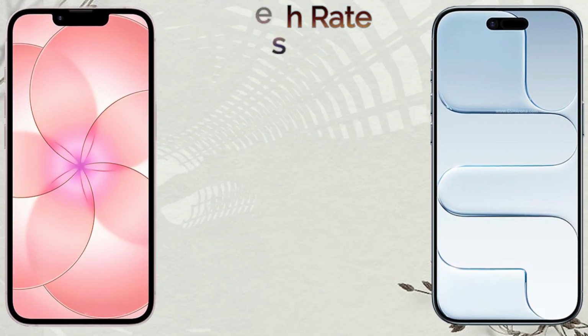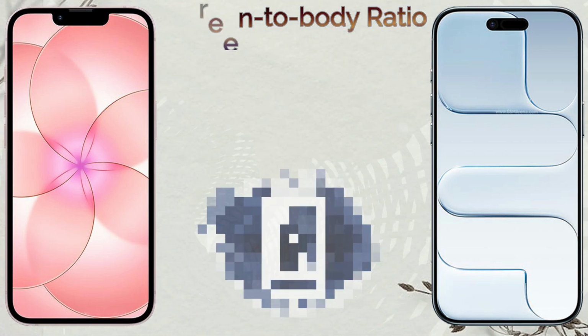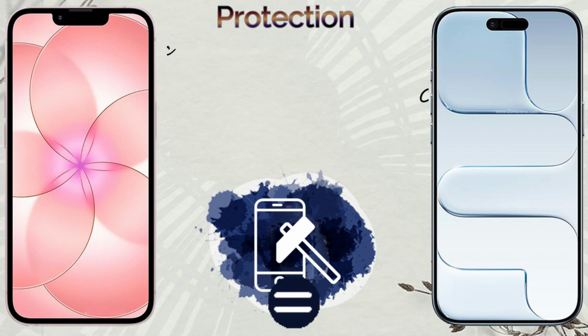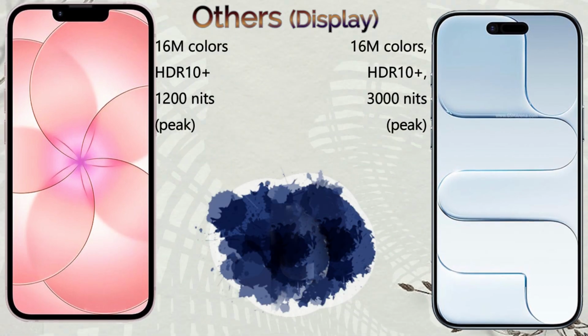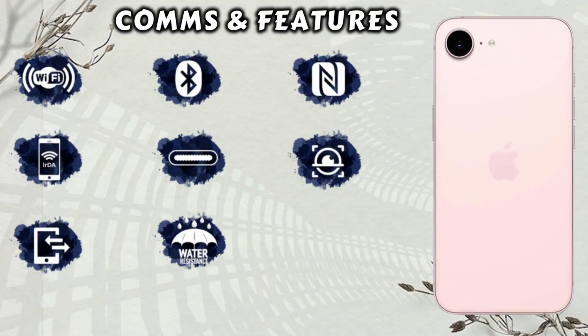Apple iPhone 17e come with 60 Hz refresh rate and 86.0% screen-to-body ratio. Both mobile come with 120 Hz refresh rate and 89.9% screen-to-body ratio. Both mobile come with Ceramic Shield 2 screen protection.